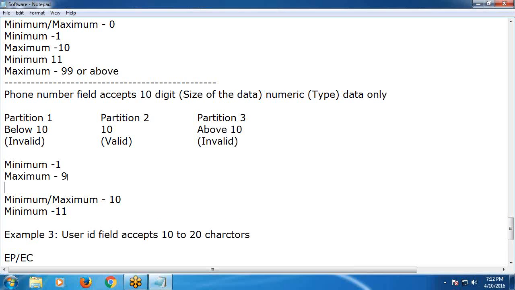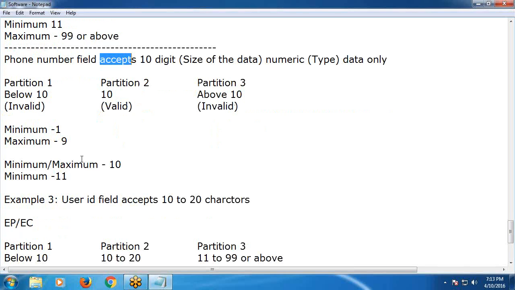This is the first partition, minimum 1. Try with a one-digit value. That should fail. Why? Because 10 digits is the accepted data; that size is 10 digits as per the requirement. In this range, minimum 1, since 0 means nothing, and maximum 9.